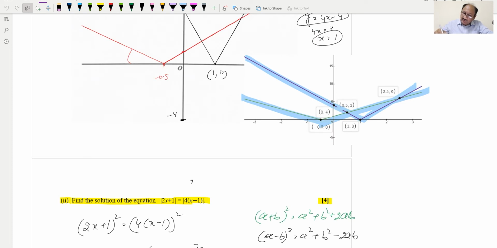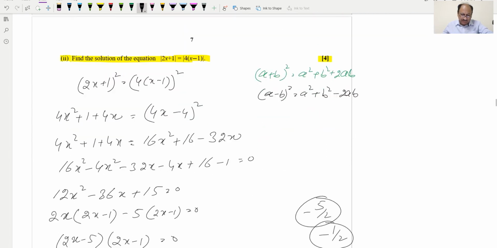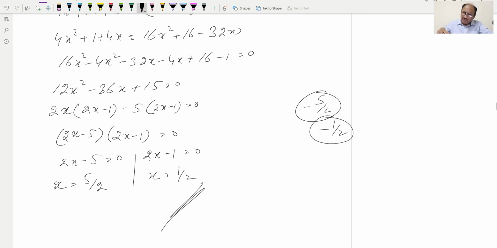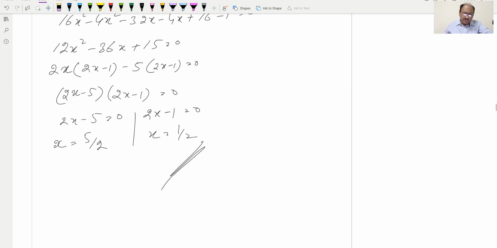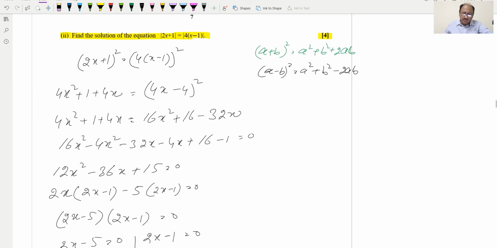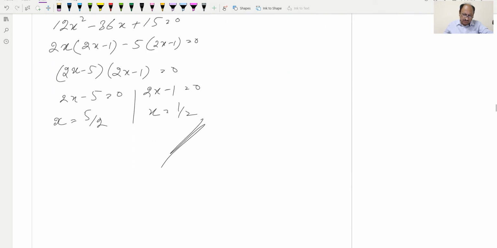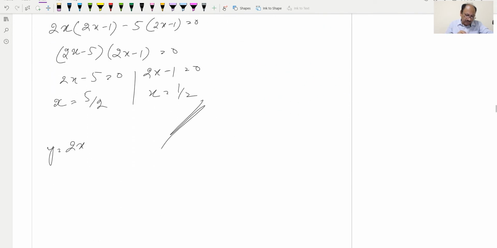If we check the graph, this is 1 by 2 and this is 5 by 2, and we have to substitute these values to get the y values also, to get the points basically. So we have the equation y is equal to 2x plus 1. If we replace x with 5 by 2, y will be equal to 2 into 5 by 2 plus 1. So the 2 cancels, and y is equal to 6. So our point will be 5 by 2 and 6.